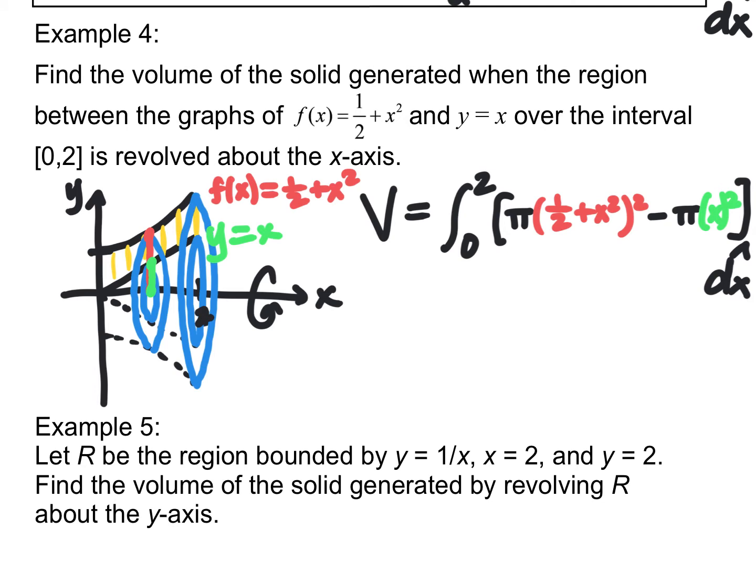We're not going to evaluate this by hand, but this is the setup. Pi big radius squared minus pi little radius squared. Big radius is here, little radius is there. Now, the pi can be factored out if you want to. All right, let's look at example 5.